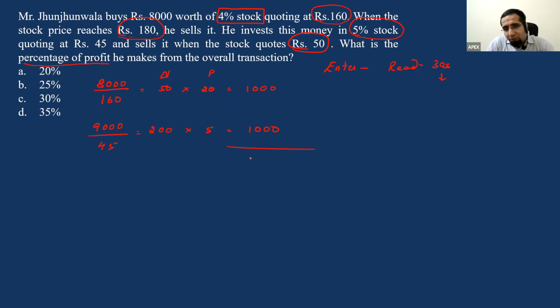Okay. That means how much profit is he making? He's making a profit of 2,000. Okay. And his investment was how much, guys? 8,000. So 2,000 by 8,000 into 100. And your answer becomes 1 by 4, which is equal to 25%.